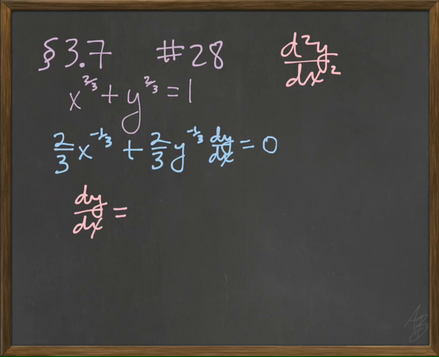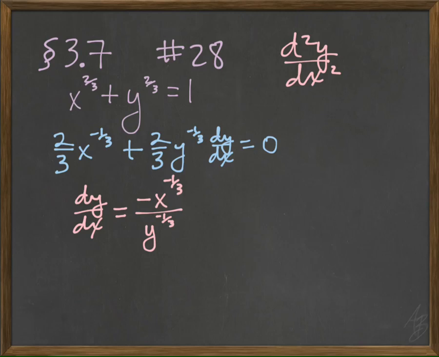We'll subtract 2/3 x to the negative 1/3 to the other side. So we have negative x to the negative 1/3 over here. And then we're going to divide by 2/3 y to the negative 1/3. So we're going to have y to the negative 1/3 here. Why did I get rid of the 2/3? Yeah, they're going to cancel each other out when we divide, right? So we end up with that.